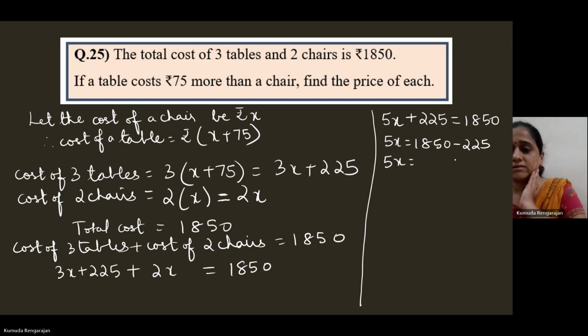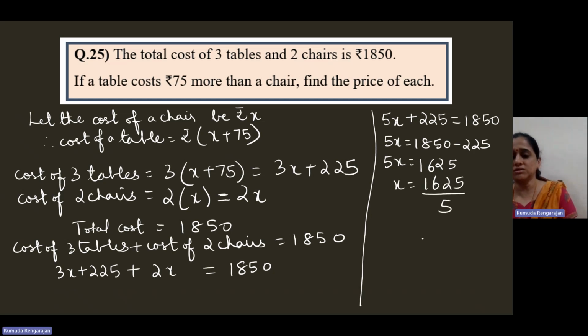1625, correct? 50 minus 25, it's 25. 1625 divided by 5. Tell me the quotient. 325. Correct?